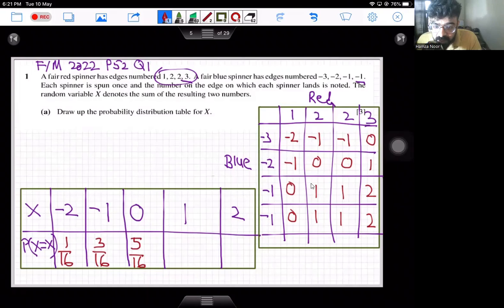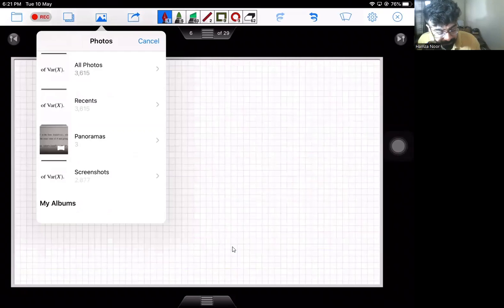The score of 1 is occurring how many times? 1, 2, 3, 4, and 5. So 5/16. And then the score of 2 is occurring twice, 2/16. Just add up all of them to check. 1 plus 3 is 4, 4 plus 5 is 9, 9 plus 5 is 14, and 14 plus 2 is 16. So 16/16, the sum of all the probabilities is equal to 1. Here you have your 3 marks. Then let's move on to the next part.